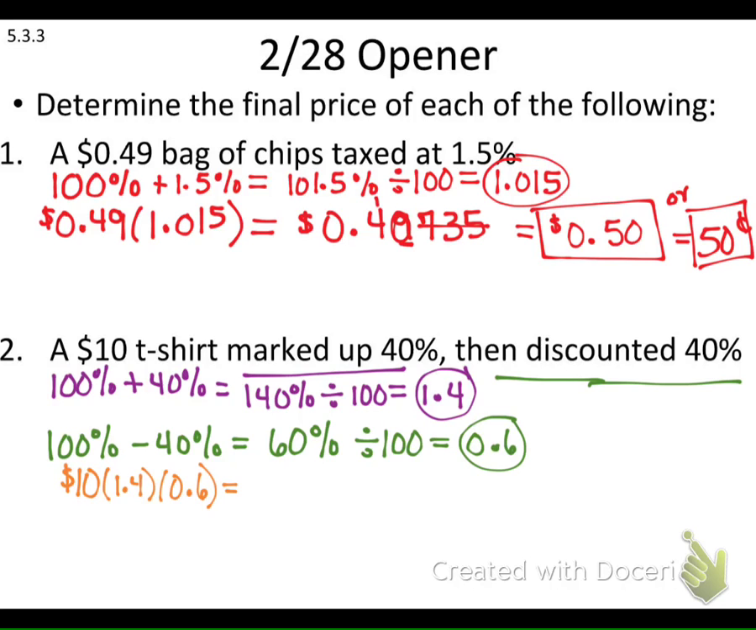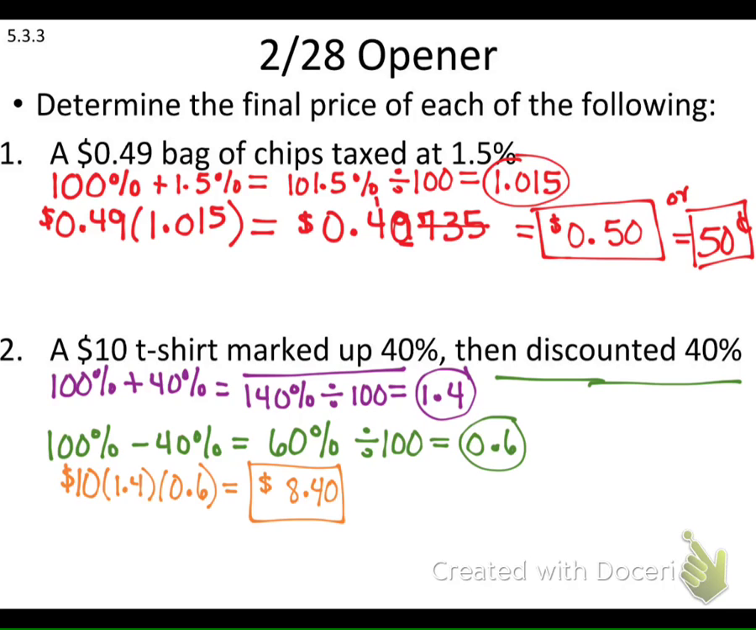When you do that, what do you get in your calculator? 8.04? 8.4. So this one we didn't have to worry about rounding at all. So $8.40. All right, once you have that down, go ahead and flip it over to the back.